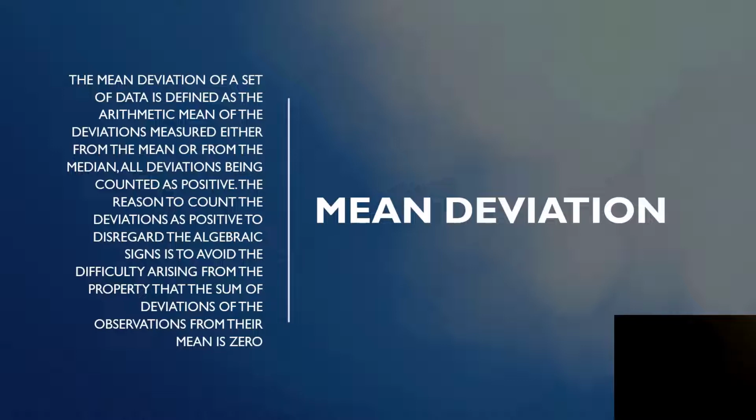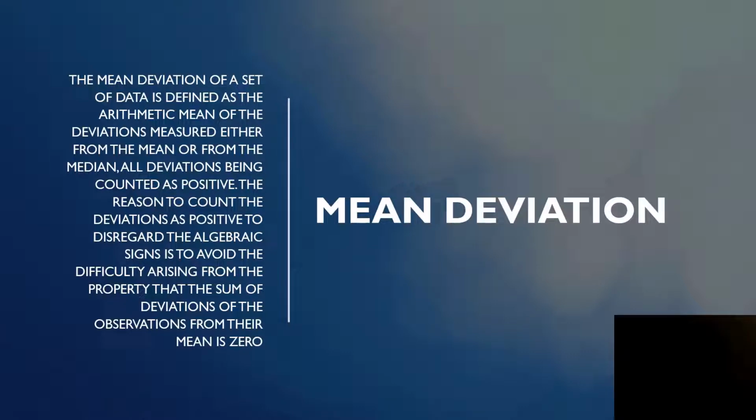All deviations are counted as positive. The reason is that when we count the deviation from the arithmetic mean, it will provide a zero answer. So just to avoid this difficulty, we put the absolute value in the formula of the mean deviation to get a result. For this reason, we use the absolute operator.